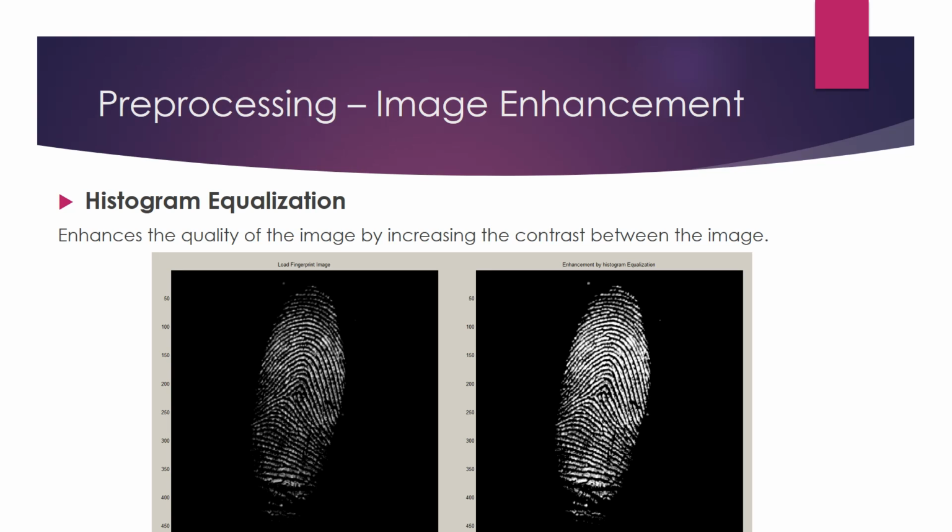So in the pre-processing stage, first we work on the image enhancement. This is done through histogram equalization. Histogram equalization enhances the quality of the image by increasing the contrast. The left side of the image is the loaded fingerprint image without any pre-processing, and the right side is the output of histogram equalization, and it clearly shows that it has enhanced the image by increasing the contrast in the image.